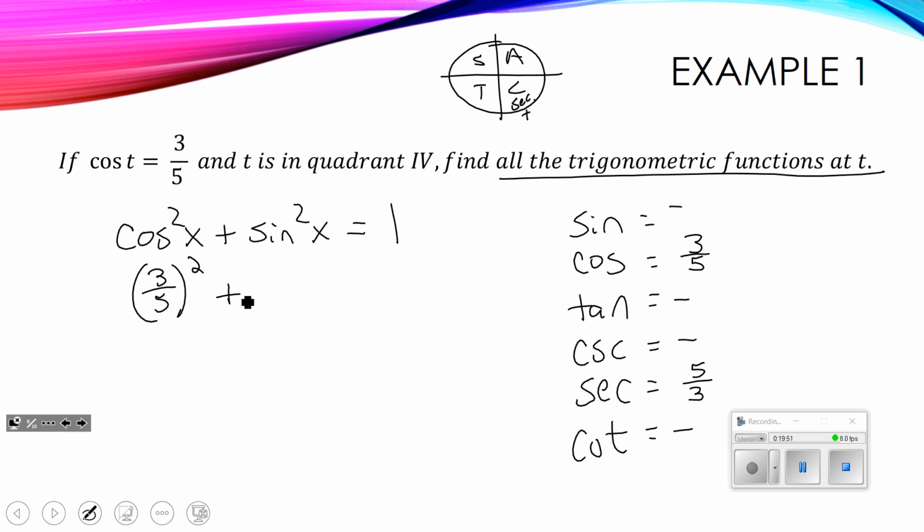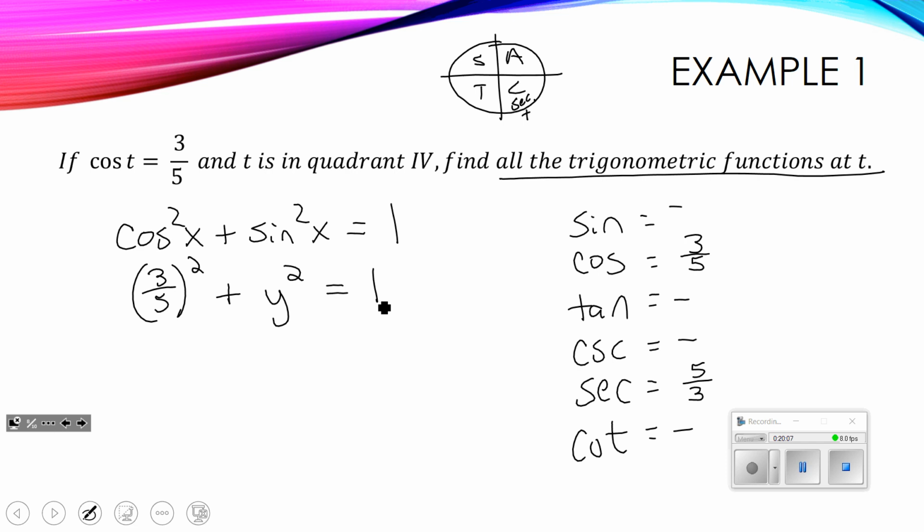What could I put in there instead of sine squared x? You could put y squared if you want to. You can leave it sine squared x. It's fine either way. It's the same thing. Everybody understand that? So my question is, can you solve for y?